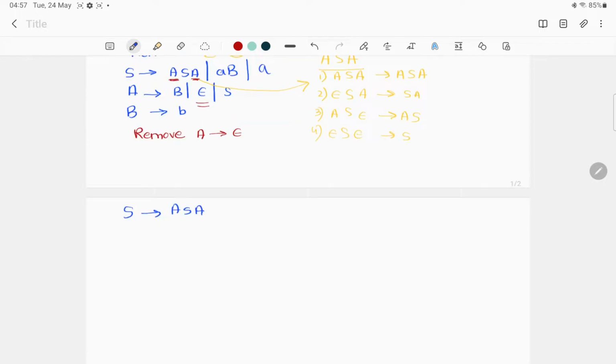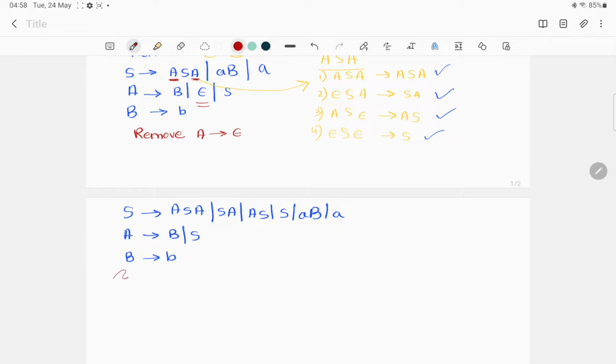So now I'm writing S giving ASA. After that, I'm writing S giving SA, S giving AS, and S giving S. Then I'm writing the remaining rules from the previous grammar, that is AB and A. Like that, I'll complete the entire grammar. So this is the way I have written the grammar. Now in my entire grammar, there is no epsilon production, and I can say I have done step 1 completely. Now let's do step 2.